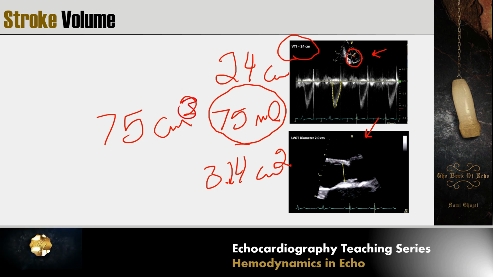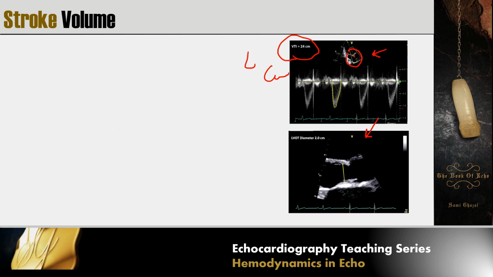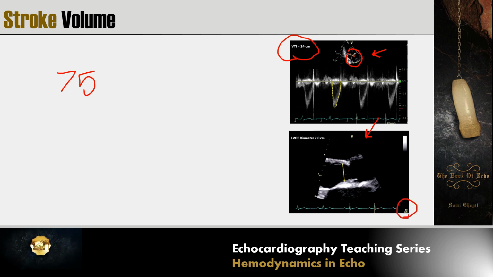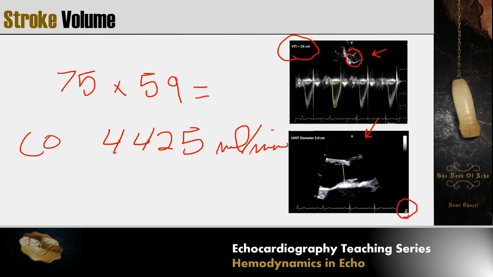Now if we want to know the cardiac output, it is defined as the volume, or stroke volume, in 1 minute. So we have to multiply the stroke volume by the heart rate. So stroke volume is 75, and if we look into this ECG tracing, we will see the heart rate is around 59. So 75 times 59, which is the heart rate, equals 4,425 ml per minute, and we call this the cardiac output.